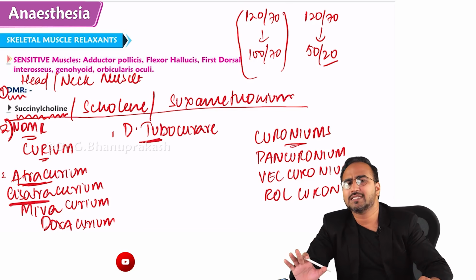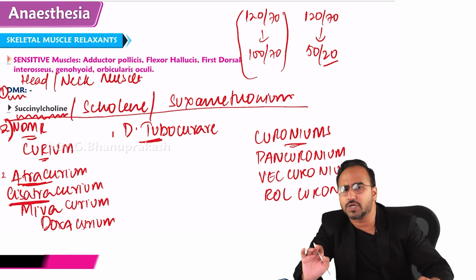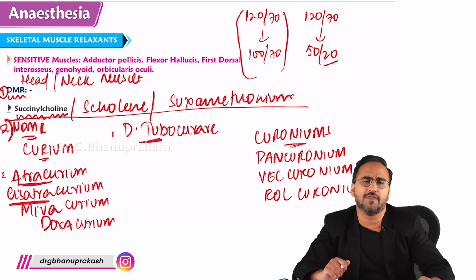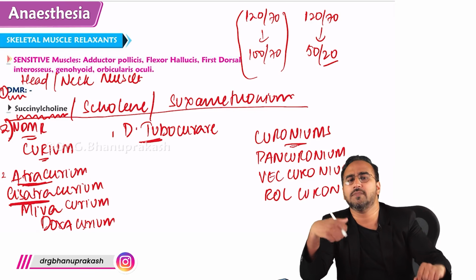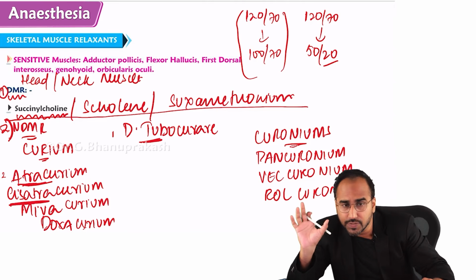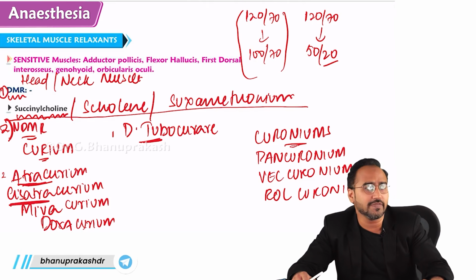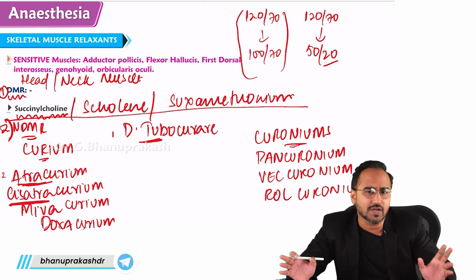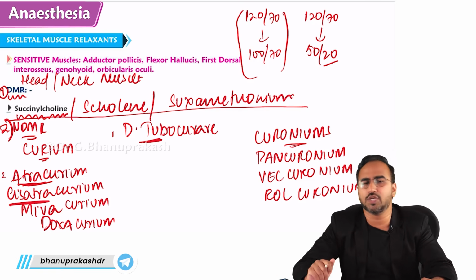If the MCQ asks you which is the muscle relaxant of choice for hepatic and renal failure, and the options in front of you are Atracurium and Cisatracurium, which one will you choose? Atrac or Cisatrac? Always go for Cisatracurium.